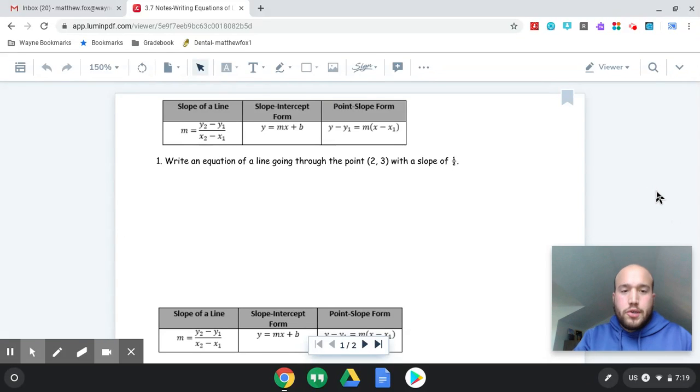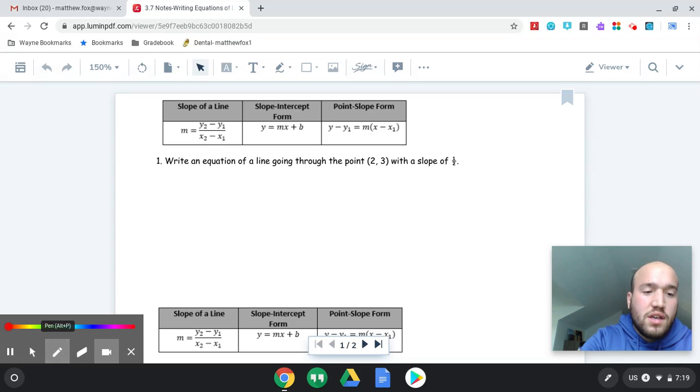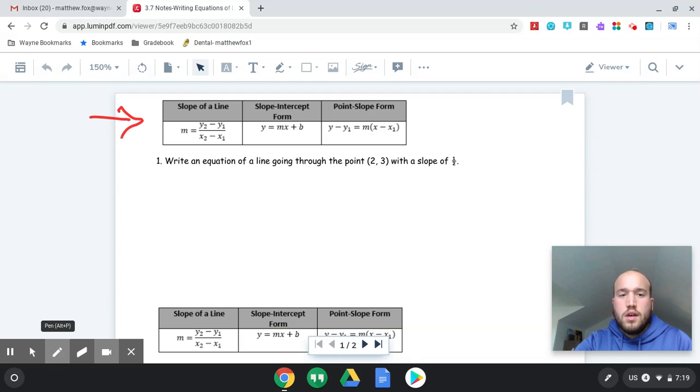Good morning, geometry, and today we are going to continue our review of how to write equations of lines. Now, I want to point out to you these three important formulas up here. You will have access to these formulas whenever you need them. However, you need to know how to use them.